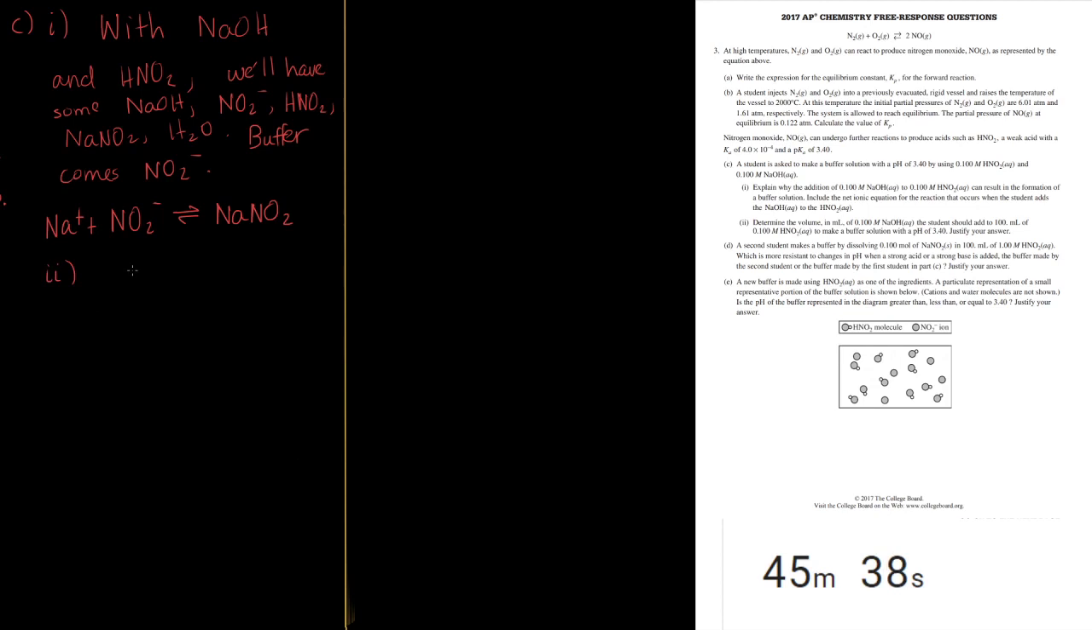Okay. A second student makes a buffer by dissolving a different amount of moles, which is more resistant to changes in pH when a strong acid or strong base is added. The buffer made by the second student or the buffer made by the first student? Okay, so I actually have to read the lines. When the strong acid or strong base is added, which buffer is more resistant to change in pH? Okay.